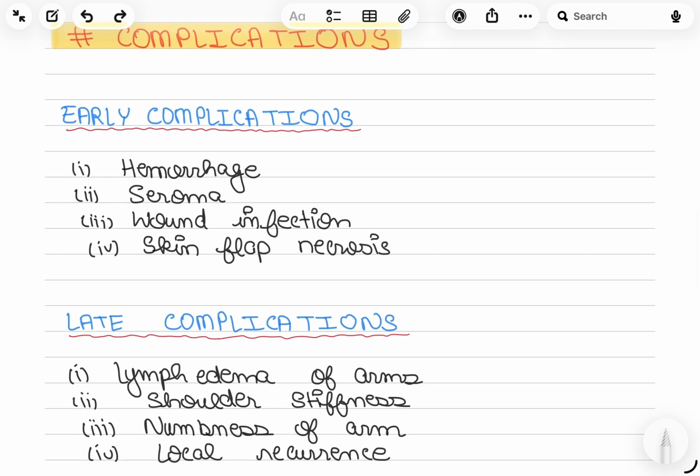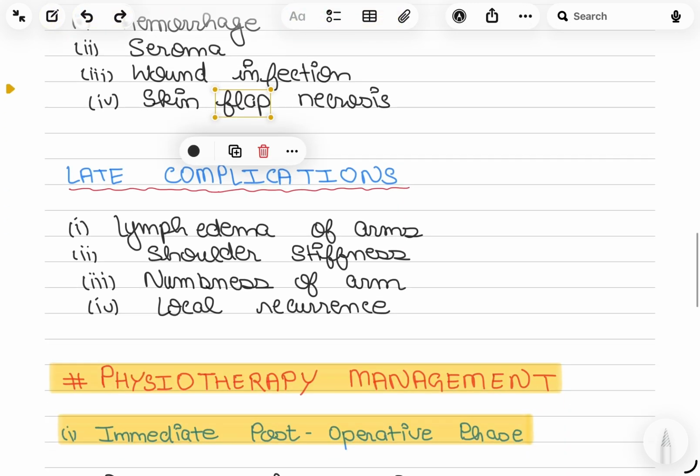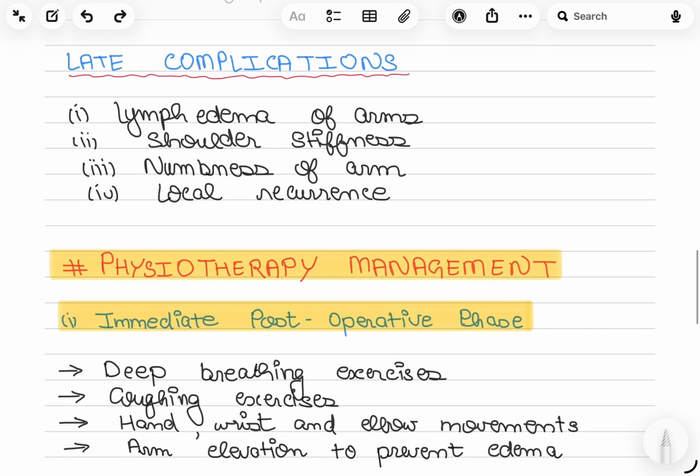Complications. What are the complications of mastectomy? So there are early complications and late complications. Early complications: hemorrhage, seroma, wound infection, or skin flap necrosis. And late complications: lymphedema of arm, shoulder stiffness, numbness of arm, or local recurrence.